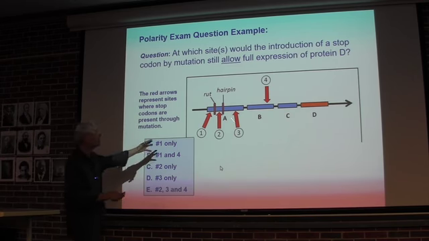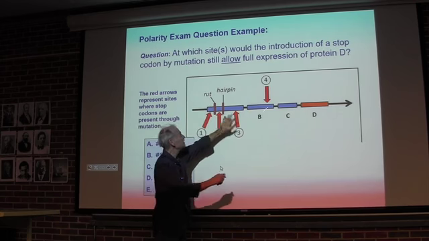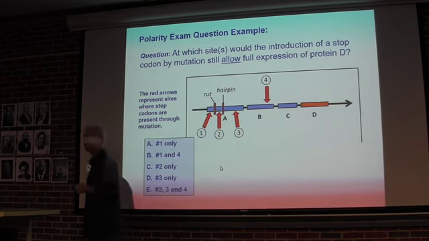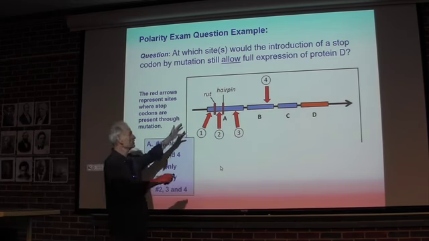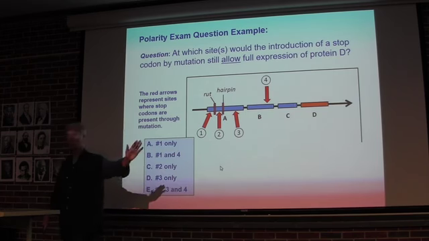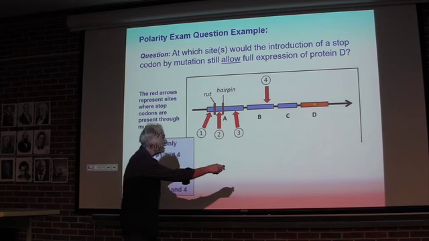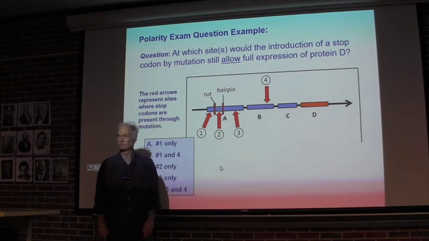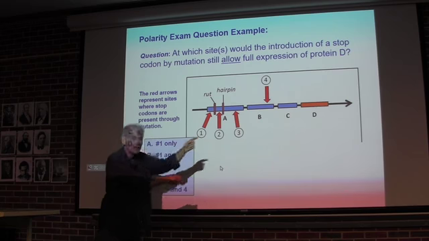You'll have a diagram that looks like this, and I'll have different places I could put a mutation that results in introduction of a stop codon. So you know wherever I put it, that particular gene is going to be wrecked, not expressed. The question I'll ask you is, is gene D expressed or not? That's polarity, right? You put a stop codon here and suddenly gene D can't work?